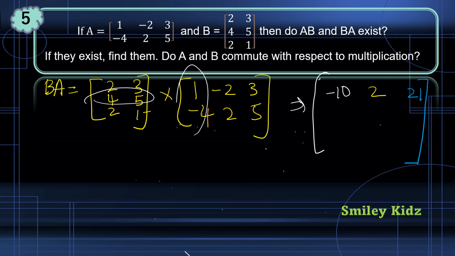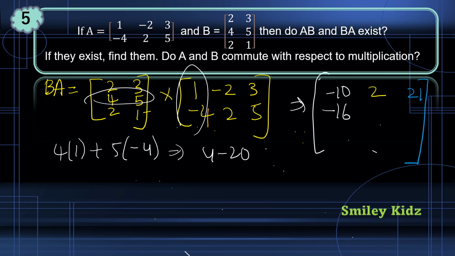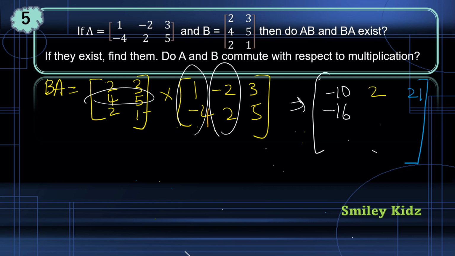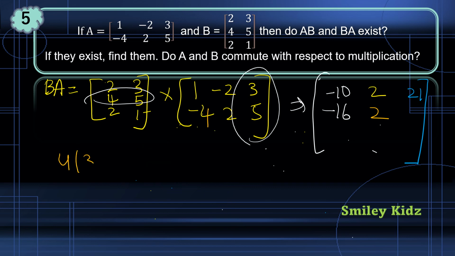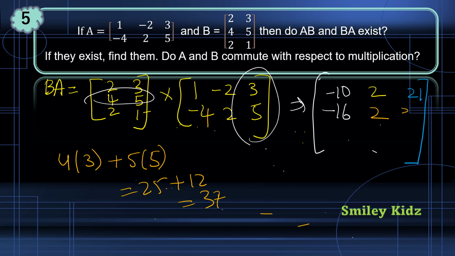Second row, with the first column, it is 4 into 1 plus 5 into minus 4. That is 4 minus 20, minus 16. Then take the second column: 4 into minus 2 plus 5 into 2. What is this? Minus 8 plus 10, that is 2. So here you're going to have 2. Now with the third column, 4 into 3 plus 5 into 5. That is 12 plus 25, that is 37. So here you're going to have 37.